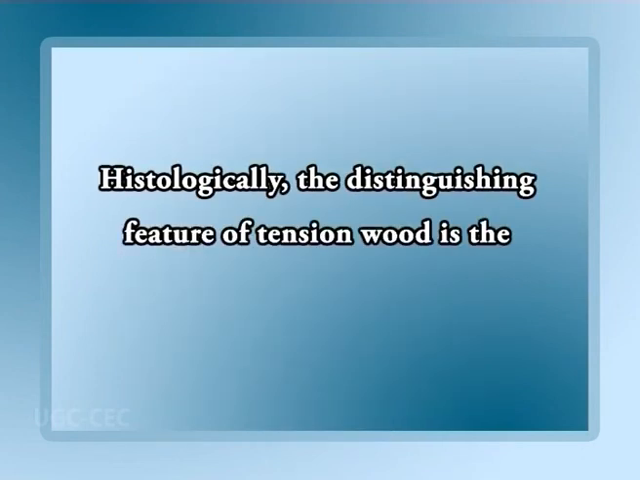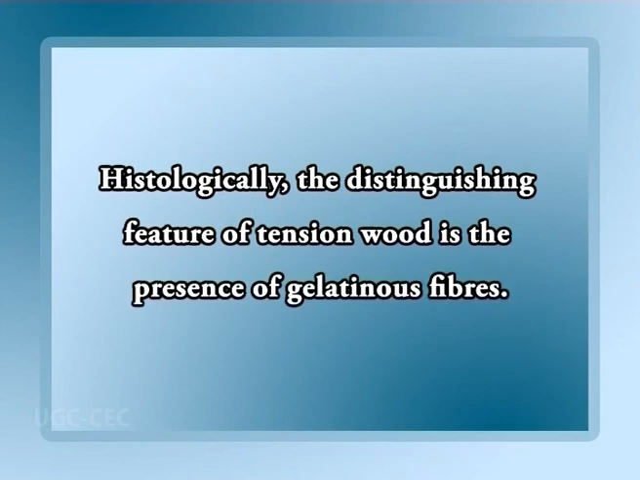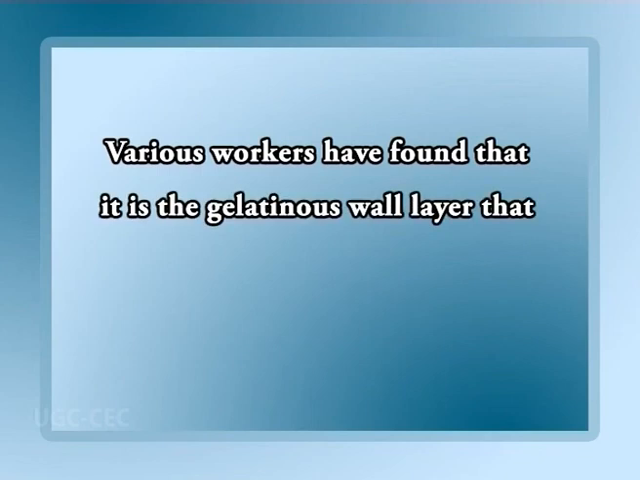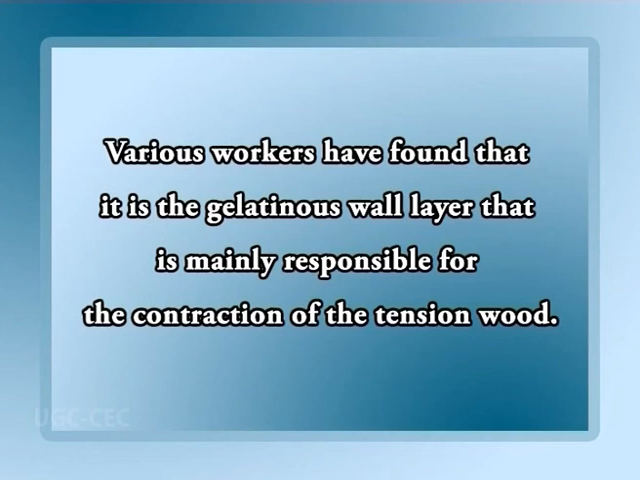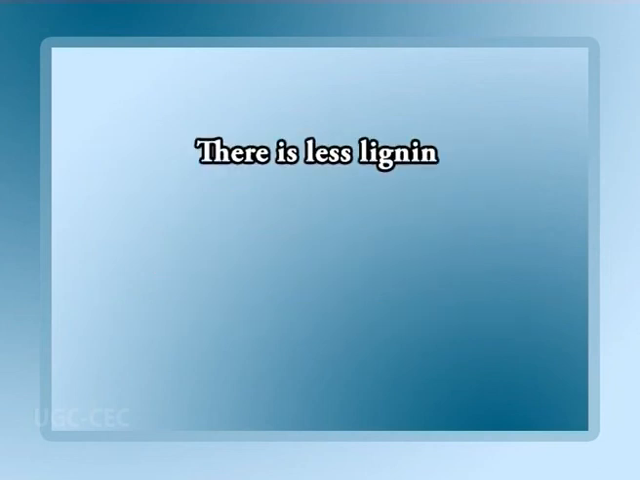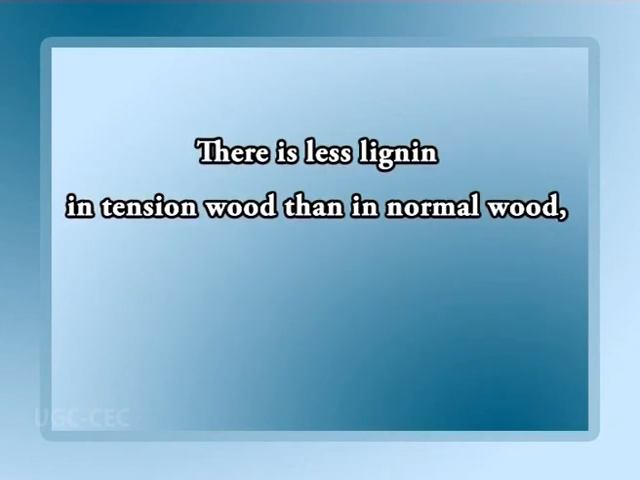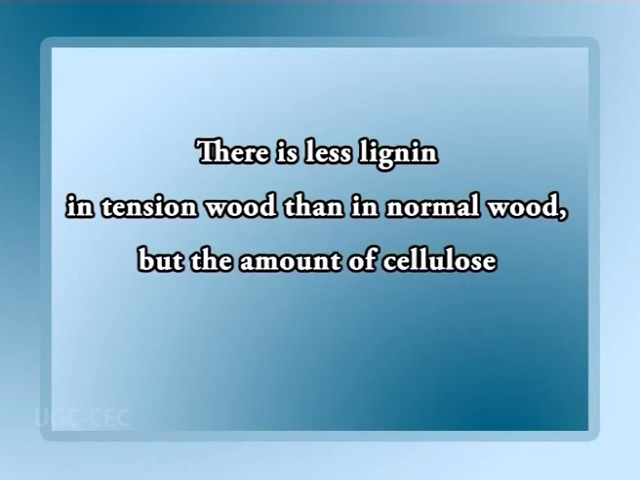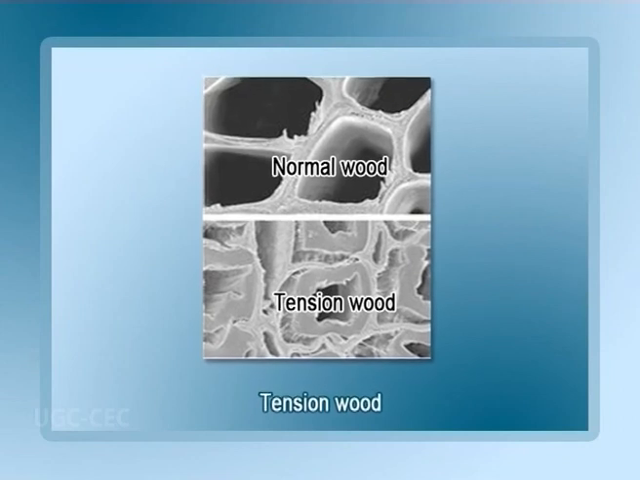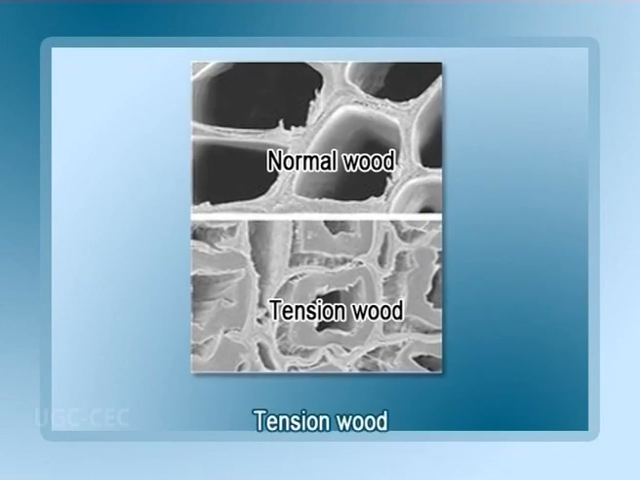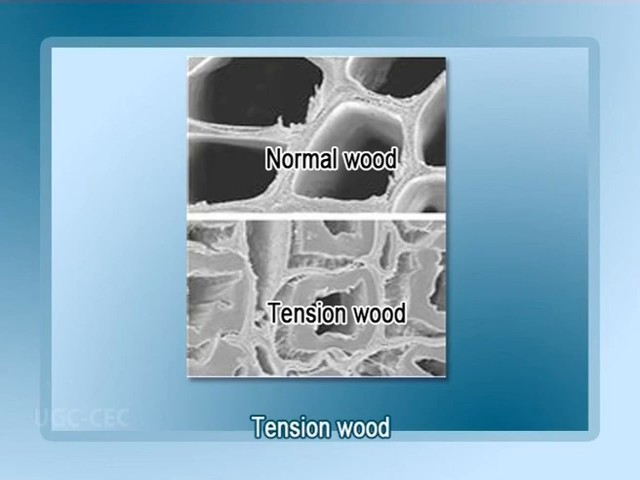Histologically, the distinguishable feature of tension wood is the presence of gelatinous fibers. Various workers have found that it is the gelatinous wall layer that is mainly responsible for the contraction of the tension wood. There is also less lignin in tension wood than in the normal wood, but the amount of cellulose is higher. It has been suggested that the absence of hemicelluloses and lignin is responsible for the looser connection between the cellulose fibrils of the gelatinous layers of tension wood.